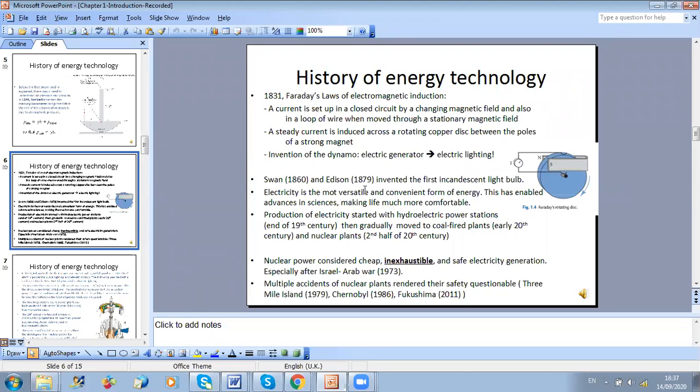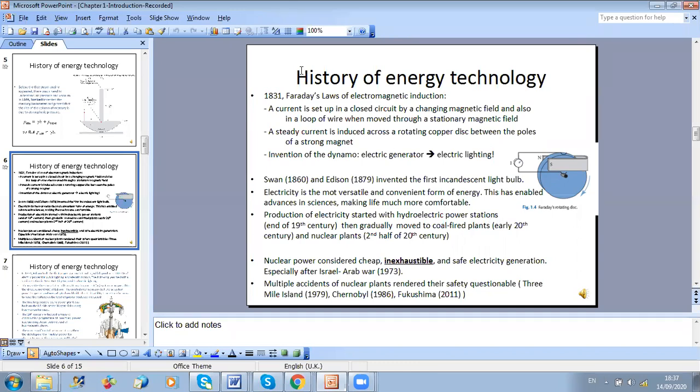So as we have seen together, electricity is one of the most important and convenient forms of energy, and it has enabled a lot of advances in sciences, making life much more comfortable. Production of electricity also started with hydroelectric power stations. So another form for producing electricity is the hydroelectric power station.